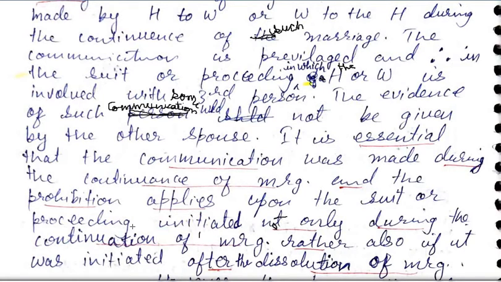Prohibition applies upon the suit or proceeding initiated not only during the continuance of marriage, rather also if it was initiated after the dissolution of marriage. Means what? मतलब जो बार किस बात का है कि आपने जो शादी के दौरान कम्युनिकेशन किया था, तो उसका आप एविडेंस नहीं दे सकते हो. अब ये बार सिर्फ शादी के दौरान के लिए नहीं है, जो सूट और प्रोसीडिंग शादी के दौरान हुई है सिर्फ उसका नहीं है, बल्कि जो शादी के बाद भी अगर कोई सूट और प्रोसीडिंग होता है तब भी आप एविडेंस नहीं दे सकते, प्रोवाइडेड वो कम्युनिकेशन ड्यूरिंग द कंटिन्यूएशन ऑफ द मैरिज, provided the communication was done during the continuation of the marriage.